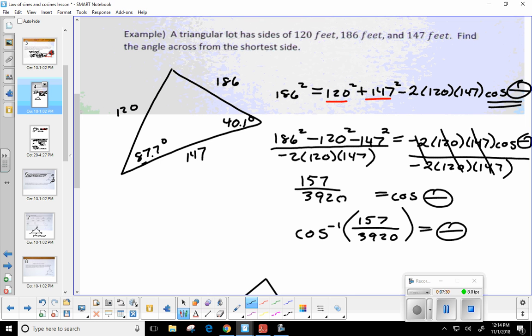But at this point, what would probably be the easiest thing? You could use law of sines, but what's something easier I'm referring to? Yeah, I know that all three of them have to add to 180, so I could just take the two I have and subtract from 180. Brandon?